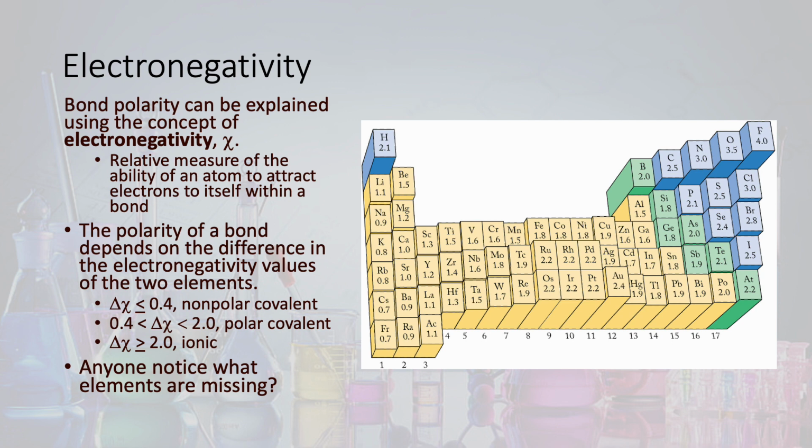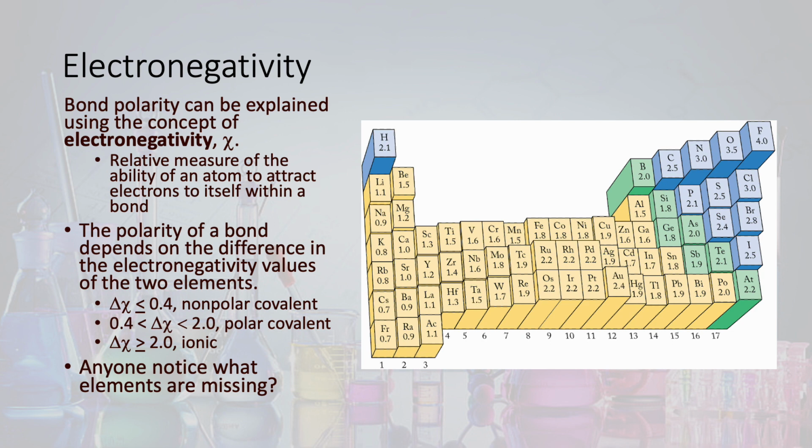Whereas if we go up, if it's greater than 0.4 but less than 2.0, we would have what you would refer to as a polar covalent bond, right? That would be a bond, say, between fluorine over here with a 4.0 and hydrogen with 2.1, right? So the difference there is 1.9. Sorry, it's within the range of a polar covalent bond.